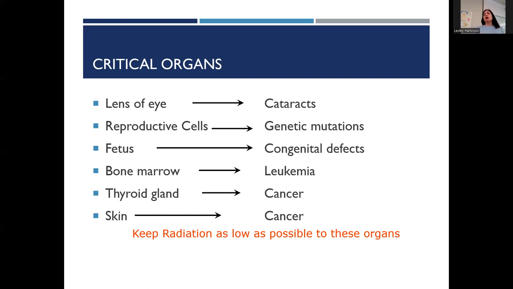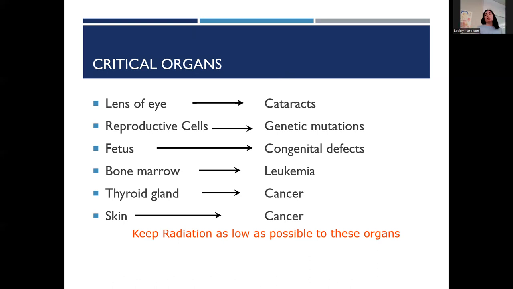We're still concerned about the lens of the eye, because it's in the area that we're x-raying. These are some negative things that can happen if these areas are over radiated. We're not going to do that. We're not going to be the ones to over radiate any of these areas, because we're only going to take 4 to 6 bitewings and 18 films every 3 to 5 years, or a panoramic.